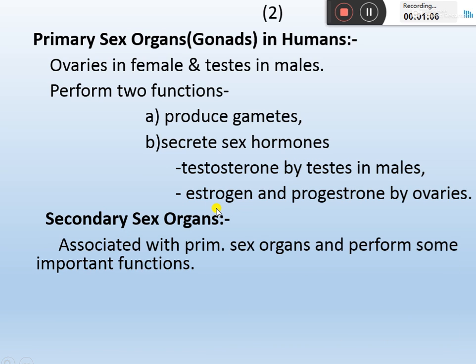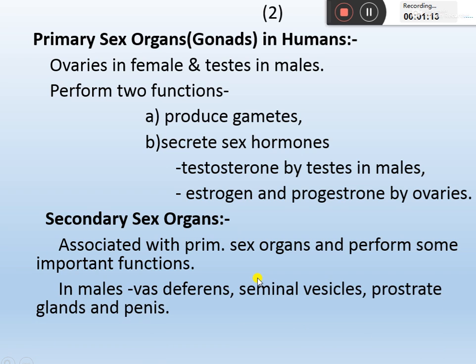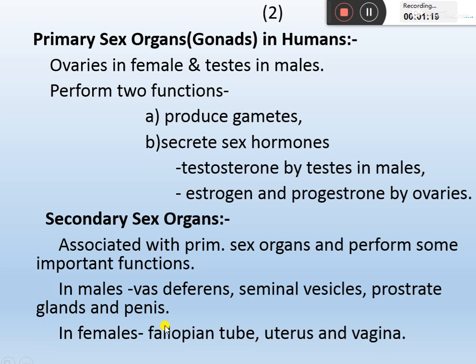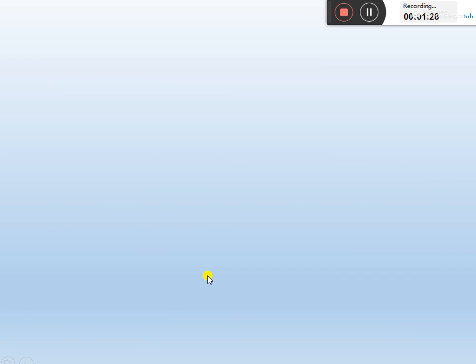The secondary sex organs are associated with the primary sex organs and perform some important functions. In males, they are the vas deferens, seminal vesicle, prostate gland, and penis, while in females, the fallopian tube, uterus, and vagina are the secondary sex organs.